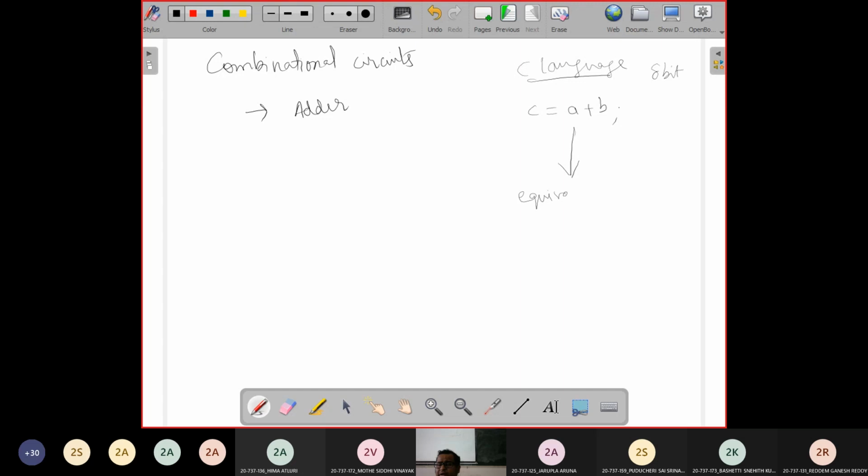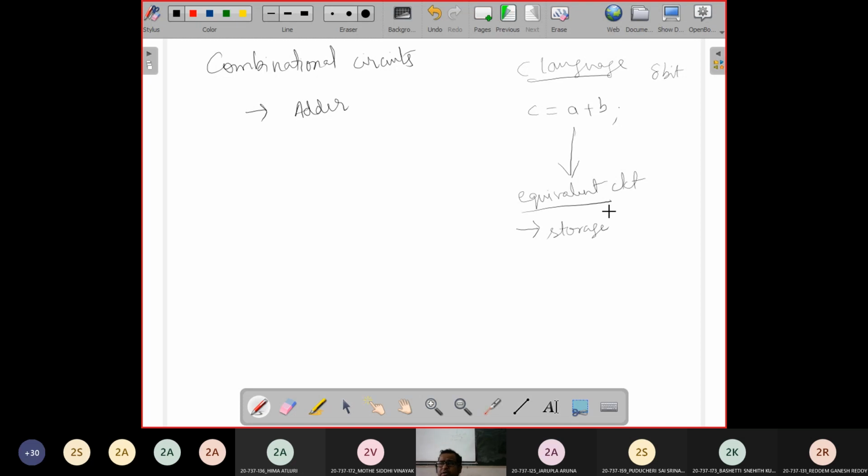Equivalent circuit at the lowest level. This operation, which is done on the higher level, will be converted to an equivalent circuit at the lowest level, that is, at the machine level. So here, in order to perform this operation, what circuits do you think you require? The first thing you require is some storage space, right? You require some storage space for storing the values of the operands.